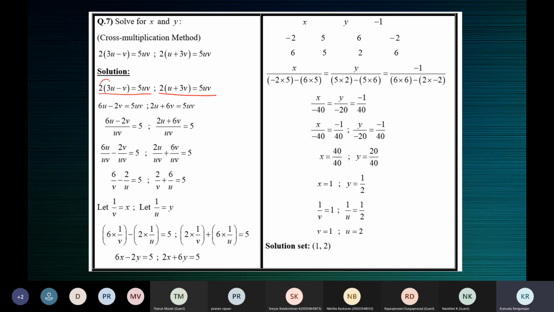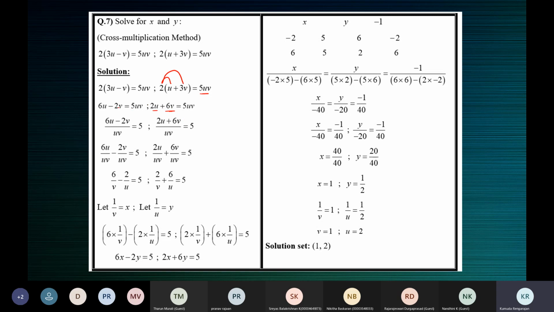Now multiply. 2 into 3u, 6u. 2 into minus v, minus 2v is equal to 5uv. And the other equation, 2 into u, 2u. 2 into plus 3v, so plus 6v, on the other side of the equal to sign is equal to 5uv.